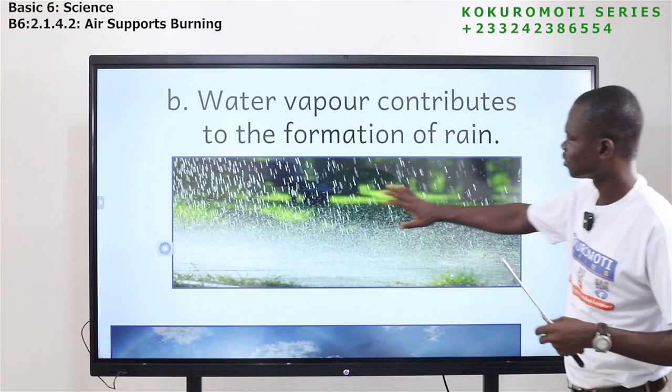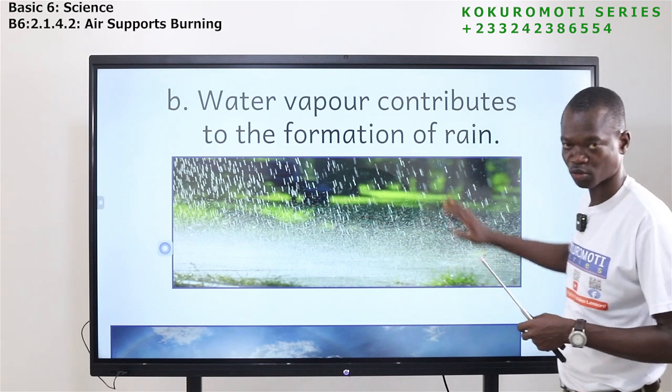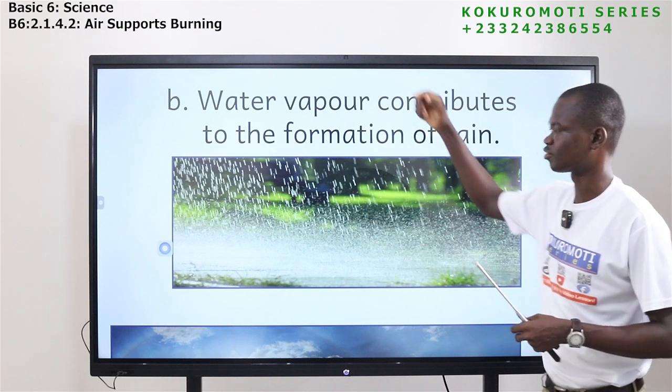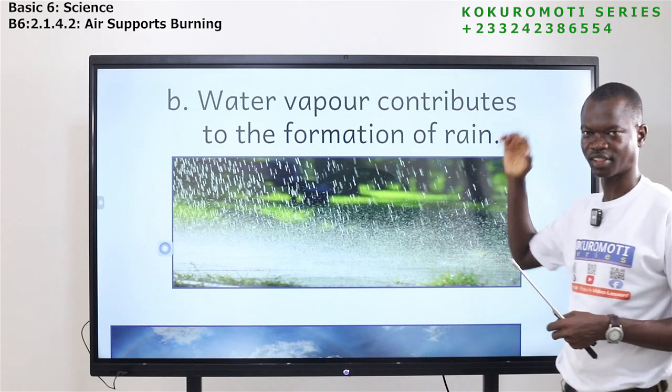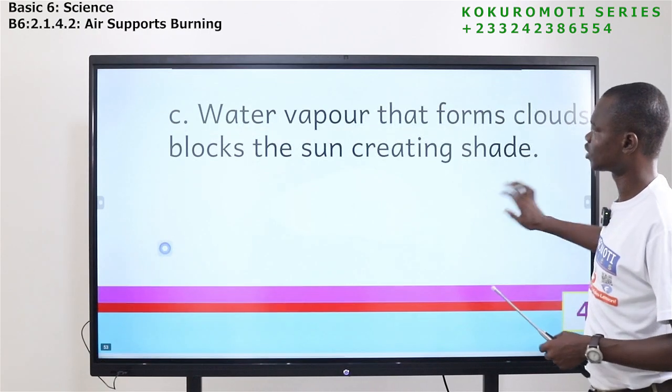Okay, so this rainwater or this rain is from water vapor. It's from water vapor. Okay, now let's go to the next one.